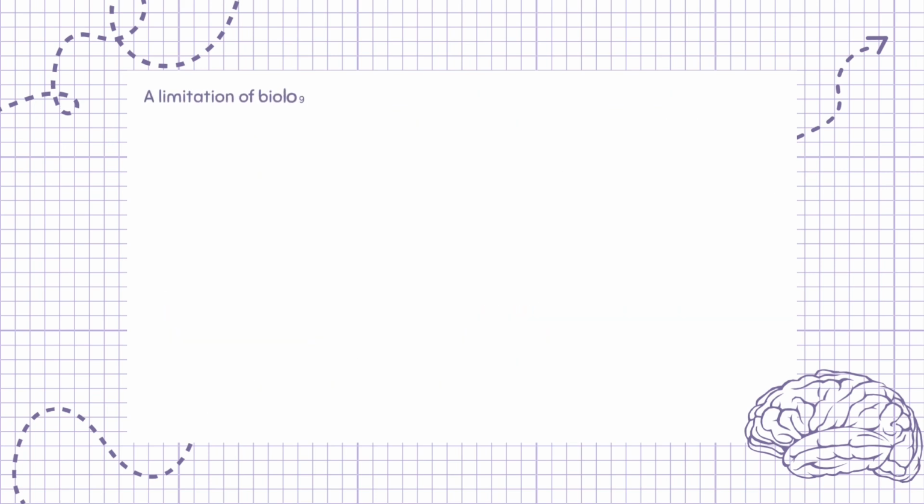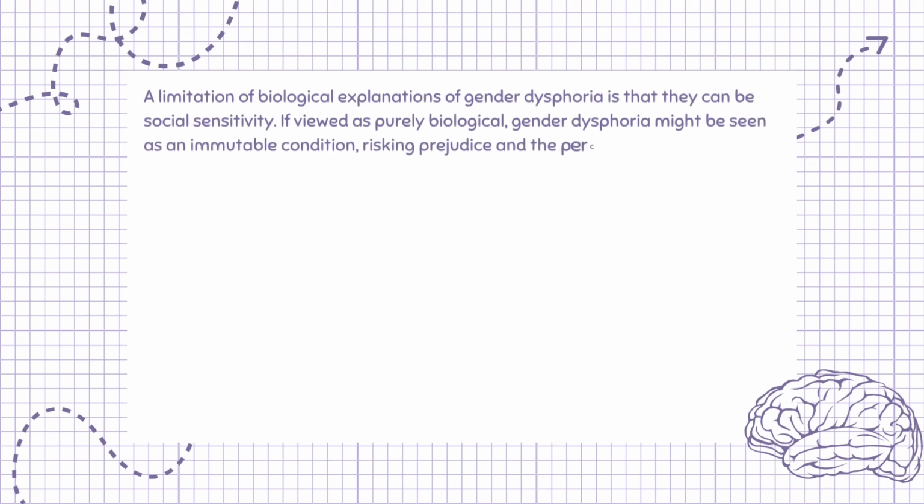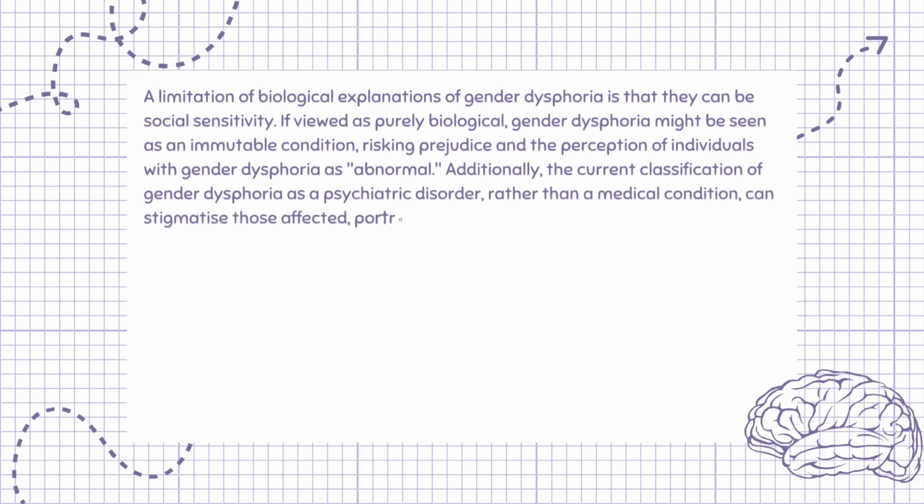A limitation of biological explanations of gender dysphoria is that they can be socially sensitive. If viewed as purely biological, gender dysphoria might be seen as an immutable condition, risking prejudice and the perception of individuals with gender dysphoria as abnormal. Additionally, the current classification of gender dysphoria as a psychiatric disorder, rather than a medical condition, can stigmatize those affected, portraying them as ill rather than simply different.